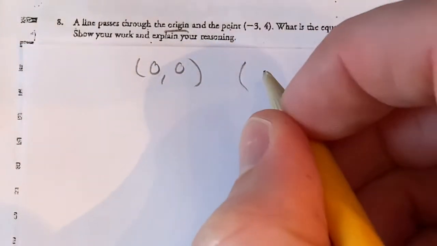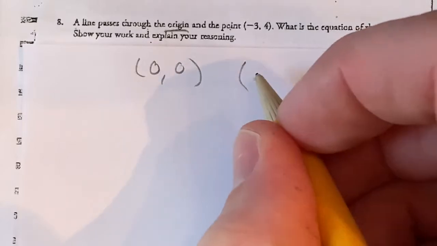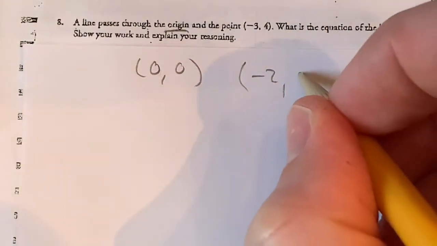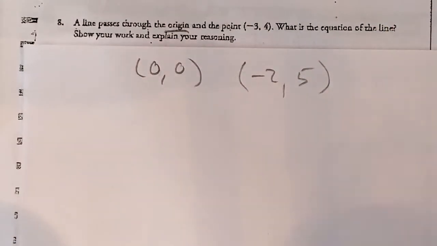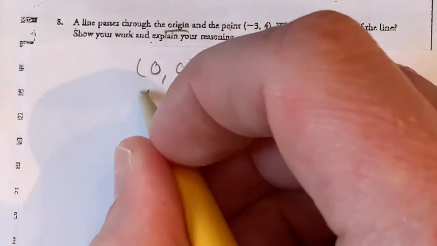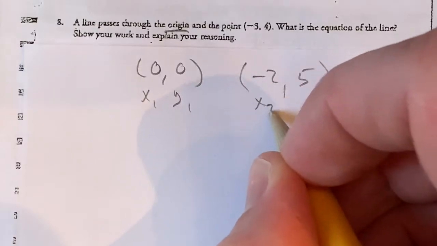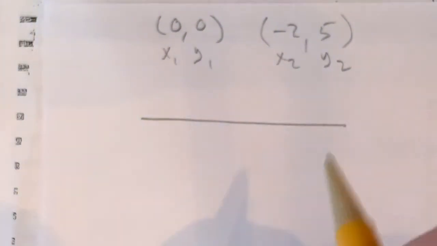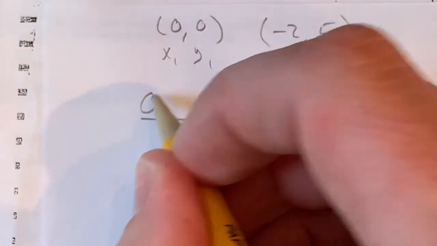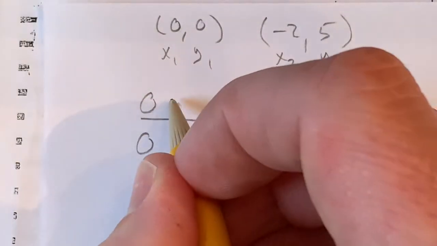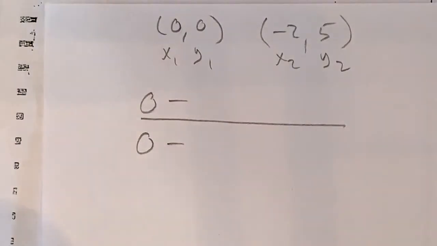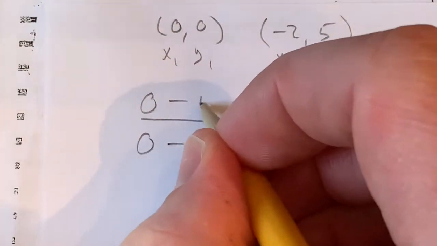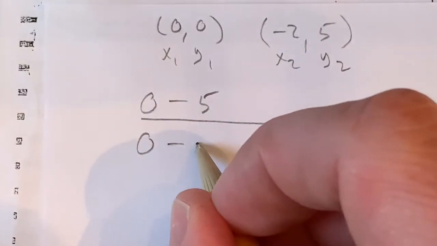So let's use some similar type scenarios. I'll do a negative first. So let's make this -2, and then that's positive. So I'm going to do a +5. Okay, so now first thing we need to do is label x1, y1, x2, y2. Then I'm going to draw my fraction bar and bring down my first y, which is 0, my first x, which is 0, put my minus in my minus. I'm going to bring down my second y, which is 5. Bring down my second x, which is -2.